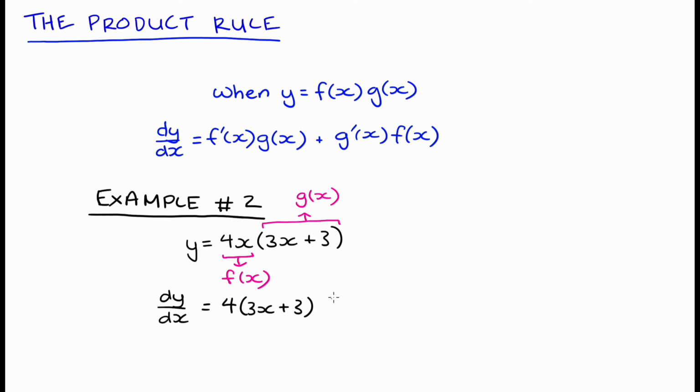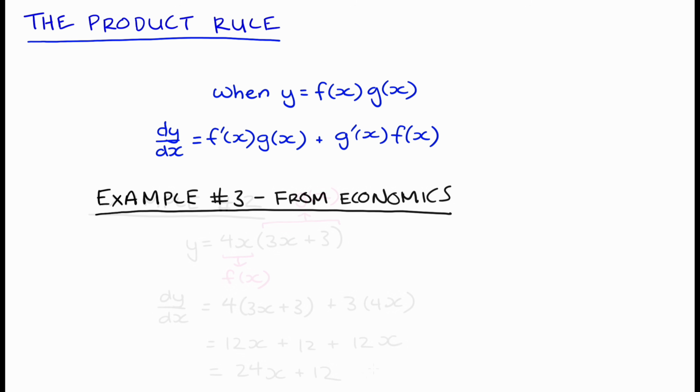And we add to that the first derivative of g of x, which is, well, the first derivative of 3x is 3, and the constant 3 will just drop out. So that derivative is just equal to 3, multiplied by f of x, which is 4x. So opening that bracket, I get 4 times 3x is 12x, plus 4 times 3 is 12, plus 3 times 4x is 12x. And so this reduces to 24x plus 12. And you can confirm that as well if you want to by opening up the brackets in y and seeing that we can get to the same conclusion with our power rule if you want.